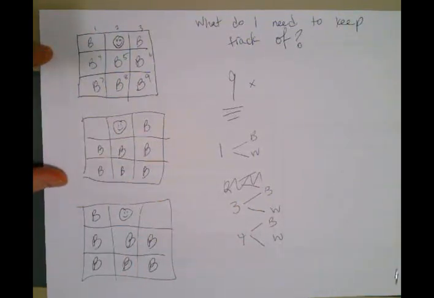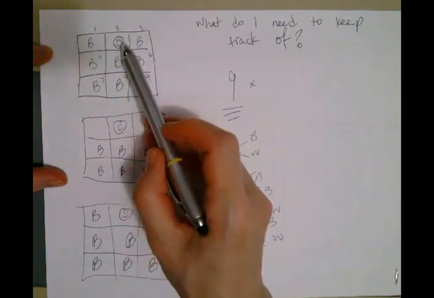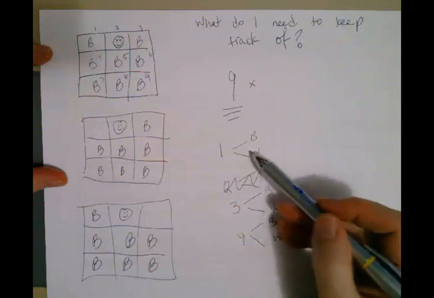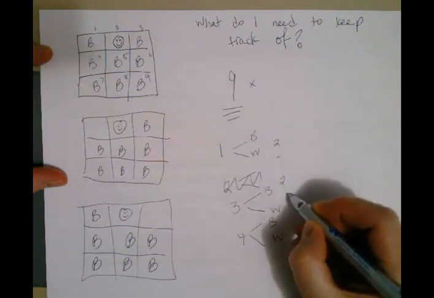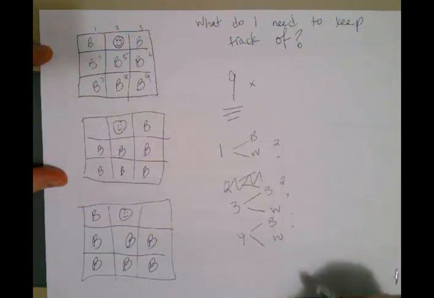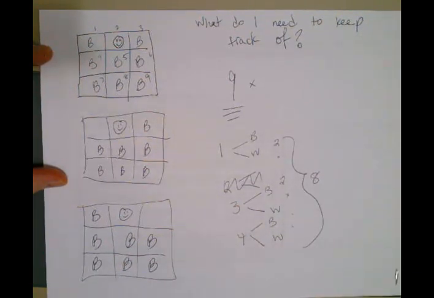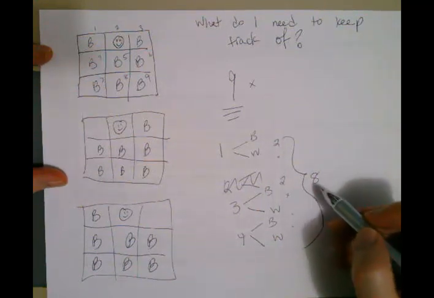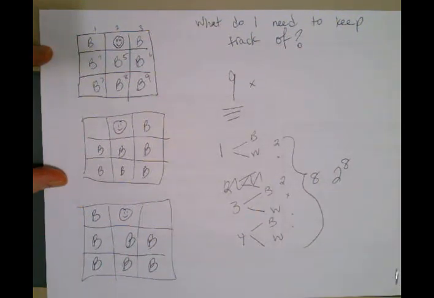So for the case where the smiley's in space 2, there's how many? This is 2 times 2 times. How many of these are there? There's going to be 8 of these, right? 8 other rooms that it could be blue or white. And if we have 8 2's multiplied together, that's the same as 2 to the 8th, right?